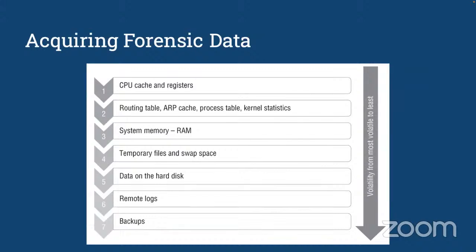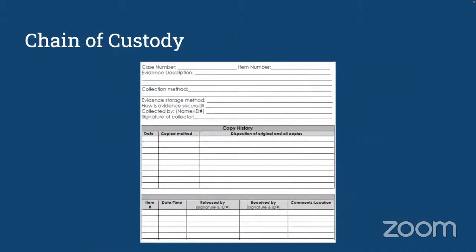Acquiring digital forensic data goes from the most volatile down. Things that are in the CPU cache, things that are in routing tables in RAM, those are the fastest to change. We need to capture those first. Moving on down to data on the hard disk to backups. We need to capture everything as much as we can. We have to maintain chain of custody. We track where evidence goes, who it's transferred to, who handled it.